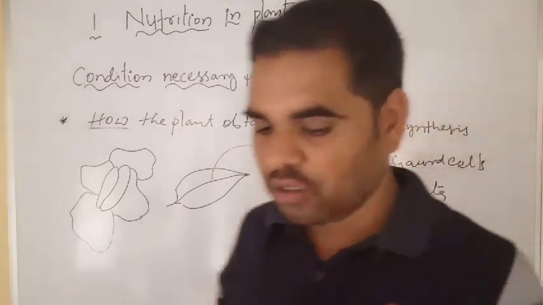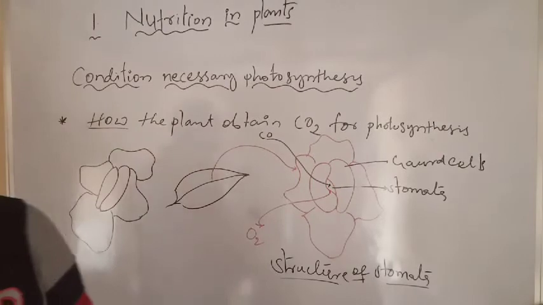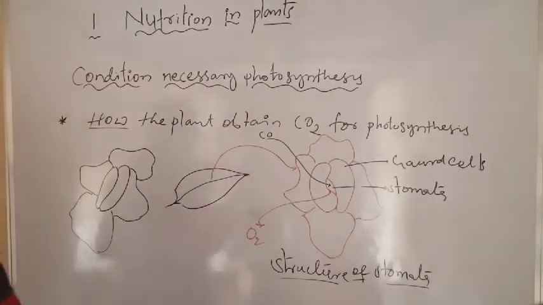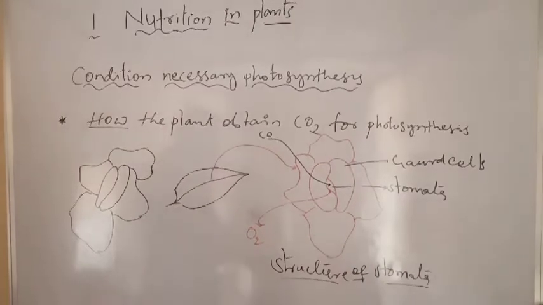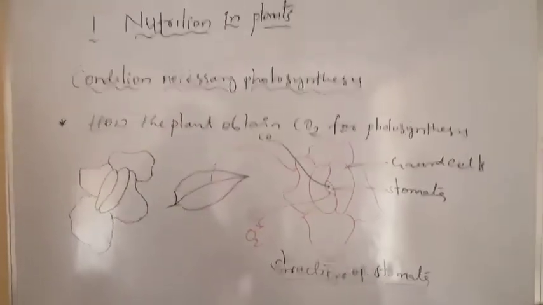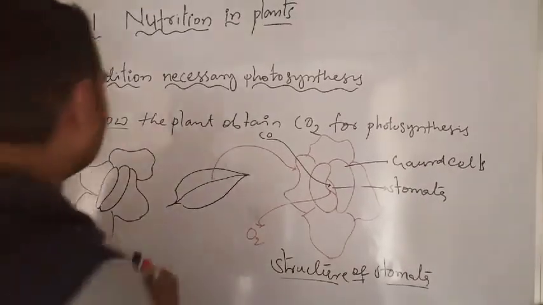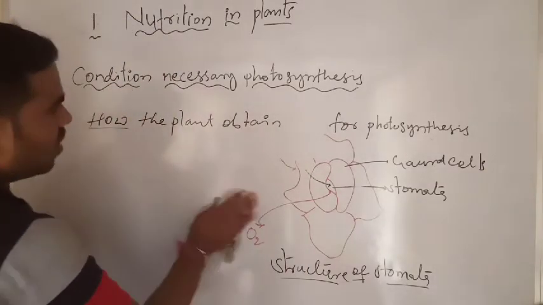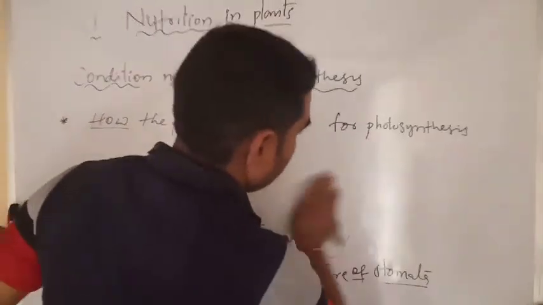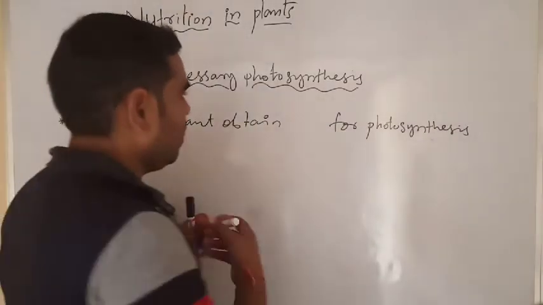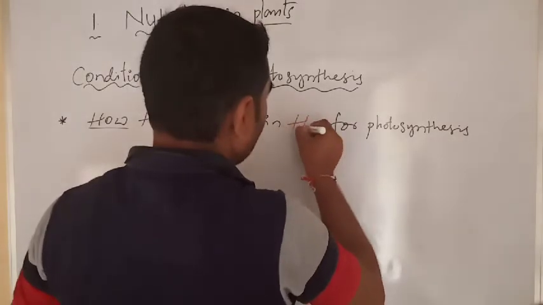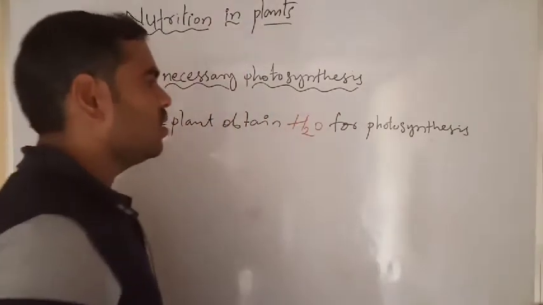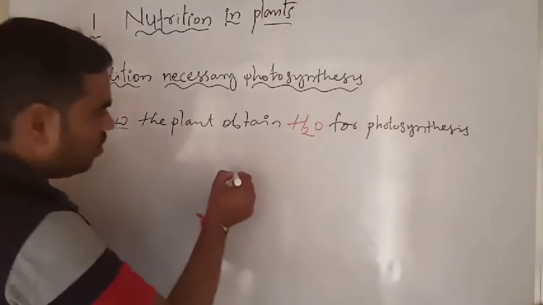Okay, next we have to see the mineral and water. See, minerals and water are also obtained. The plant obtains water for photosynthesis. See, water for photosynthesis. Just we have to remove this one. Water, H2O. Okay, see, here we have to write H2O.